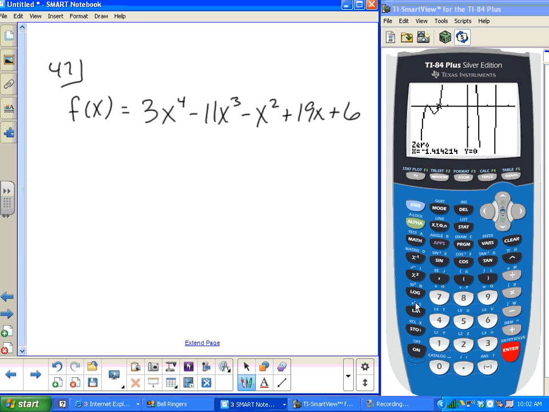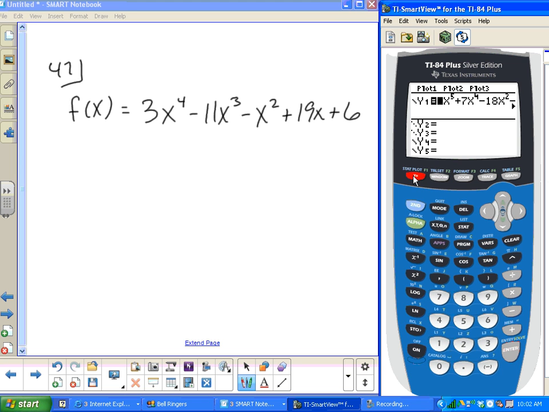All right, first off, let's take 47 and we're going to graph it on the graphing calculator. Don't pay attention to what's on there now. So get your calculator and let's go to y equals and let's punch it in. Okay, so here we go.